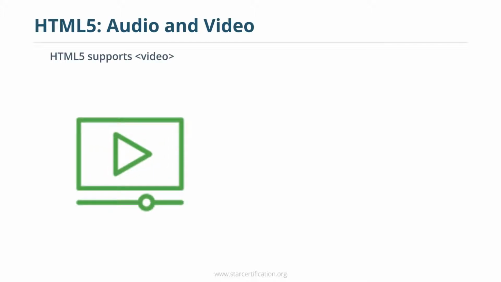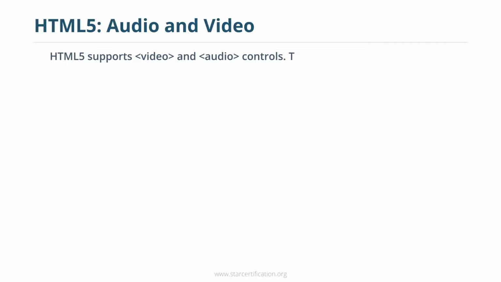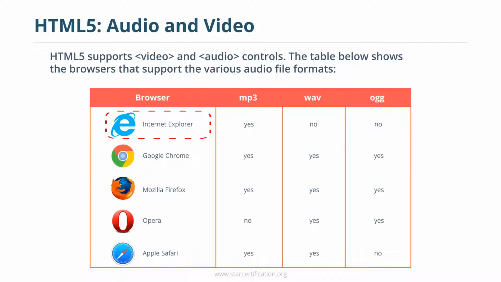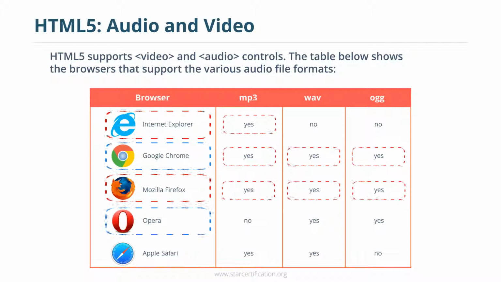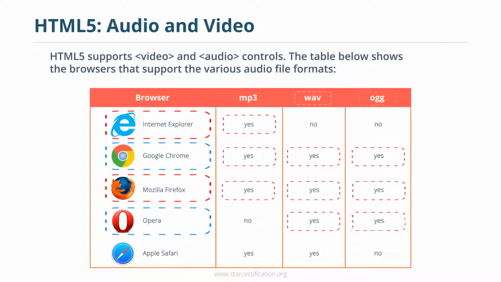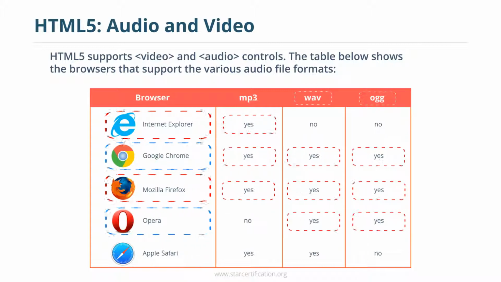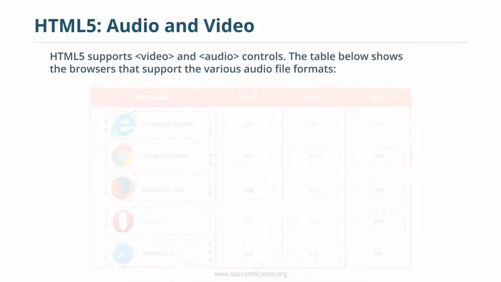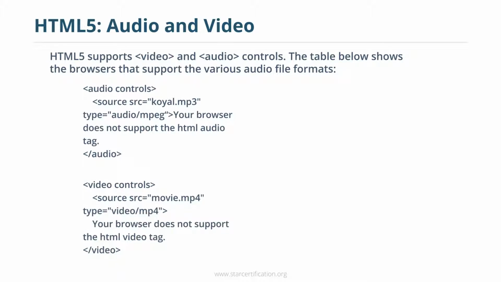HTML5 supports video and audio controls. Flash, Silverlight and similar technologies were used to play multimedia items. The browsers that support various file formats are given on the screen. Internet Explorer supports only MP3 format, whereas Chrome and Firefox support all file formats. Opera supports .wav and .ogg formats, whereas Safari supports only .mp3 and .wav. The codes for the audio and video tags are given on the screen.